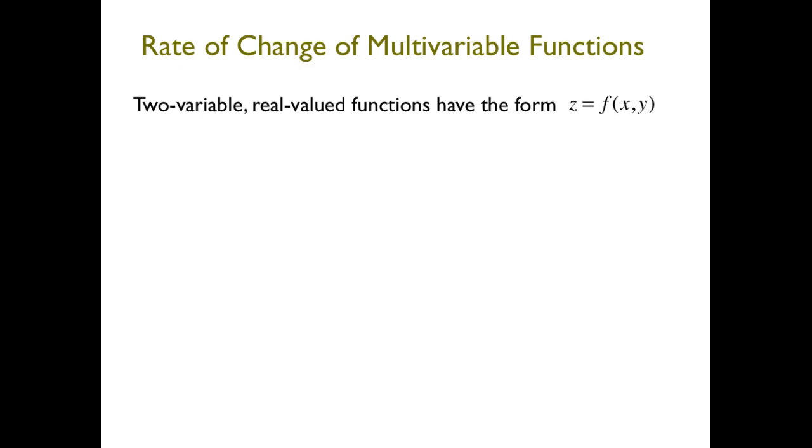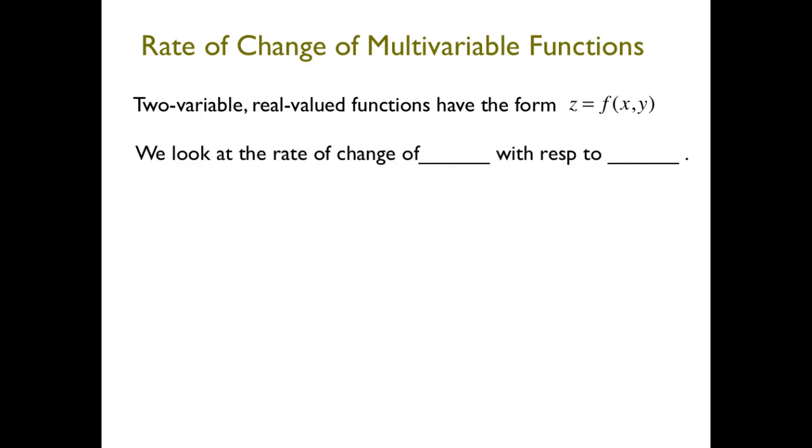So what's going to happen now? You're going to have two rates of change, right? We're going to look at the rate of change of z with respect to x or y. So there's going to be two rates of change, z with respect to x and z with respect to y. We call these partial derivatives, okay?